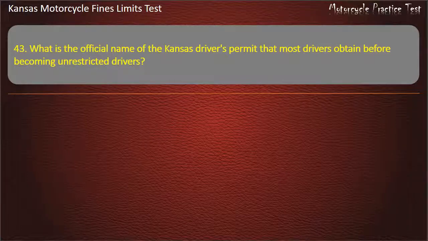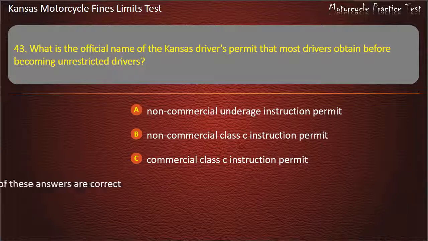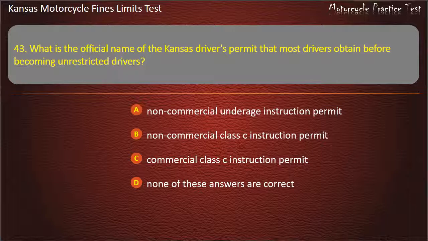Question 43. What is the official name of the Kansas driver's permit that most drivers obtain before becoming unrestricted drivers? Non-commercial underage instruction permit. Non-commercial Class C instruction permit. Commercial Class C instruction permit. None of these answers are correct. Answer. Non-commercial Class C instruction permit.